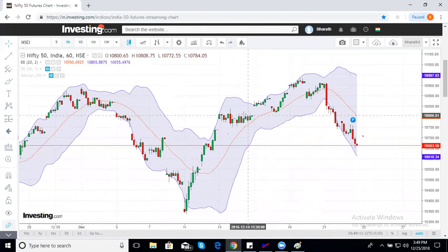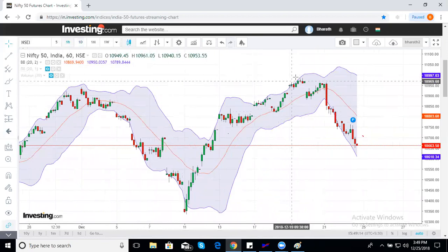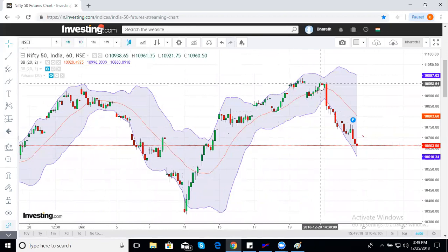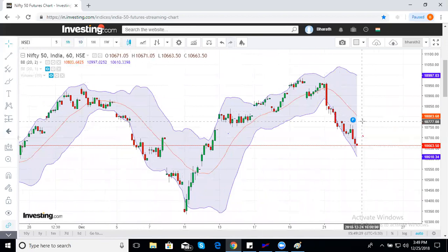In the same way, it acted as support, goes outside the band, comes back to the middle band, takes support, goes out, but this time unable to cross the upper band, which shows bulls are losing momentum, comes back. Now, if there is a rally tomorrow, and if it comes back to the middle band, 10,777 or somewhere around, I'm going to short this.